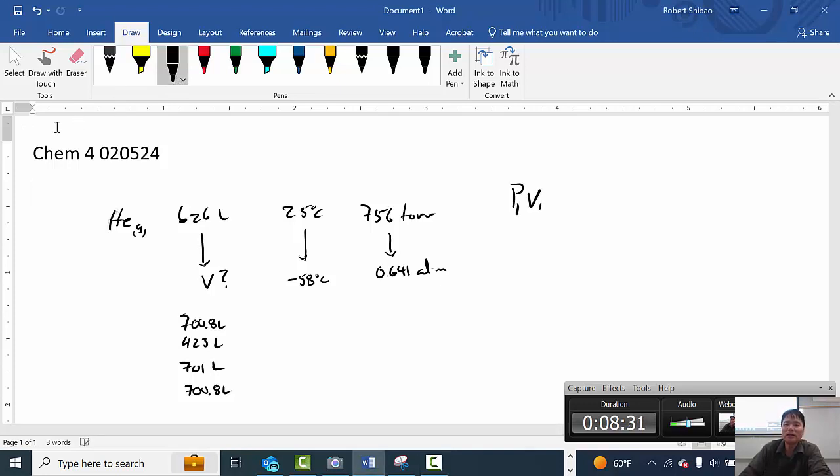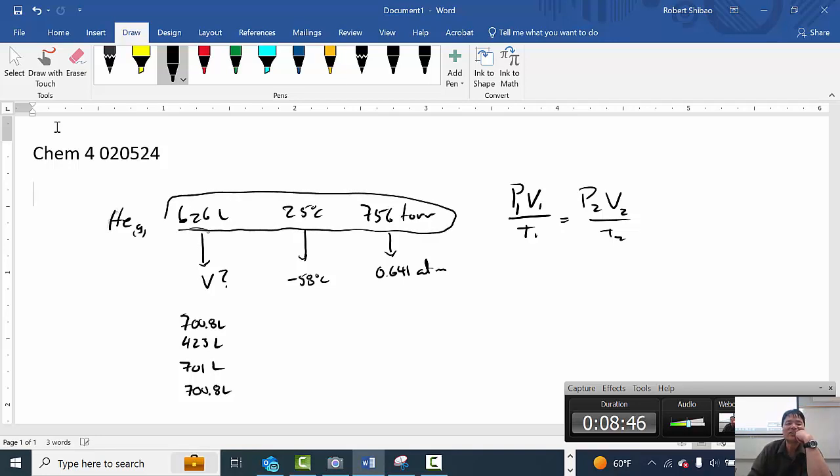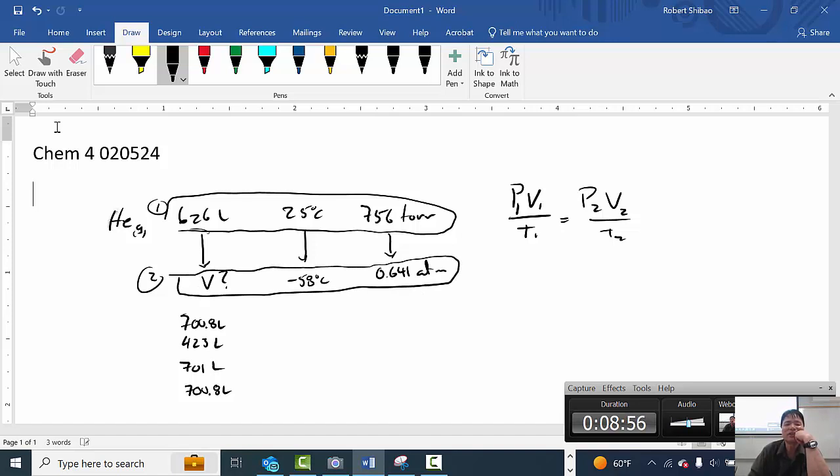P1 times V1 over T1 is equal to P2 times V2 over T2. So we're going to call the first row here 1, the initial, and then we're going to call the second row 2. So what are we solving for here? We're solving for V2. If you're really stuck, you solve this algebraically for V2.